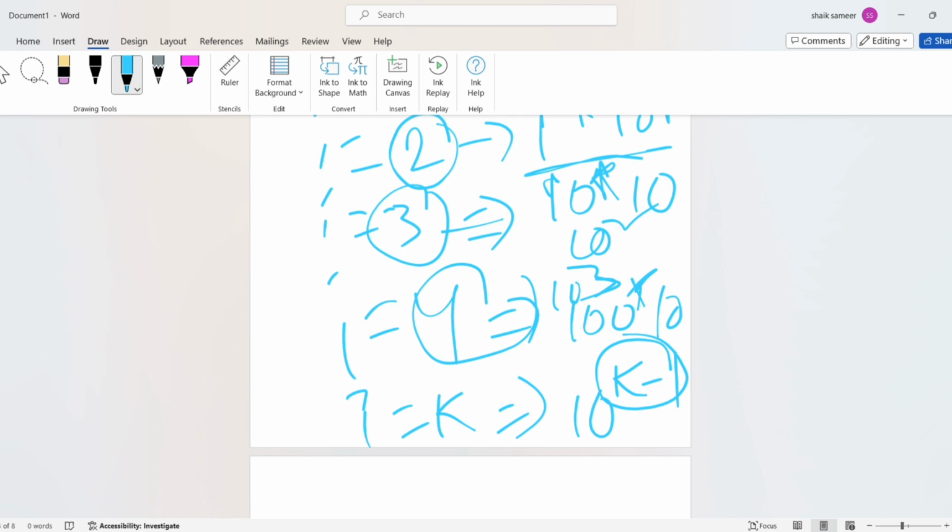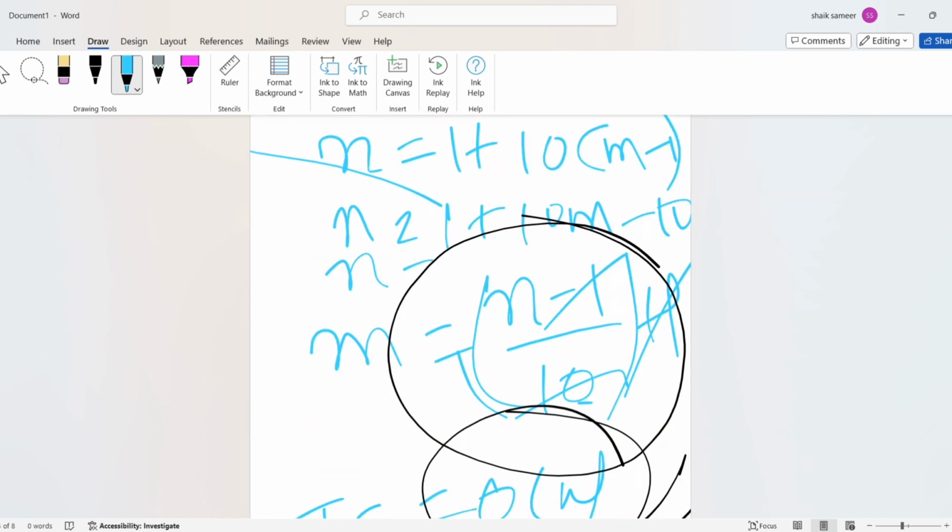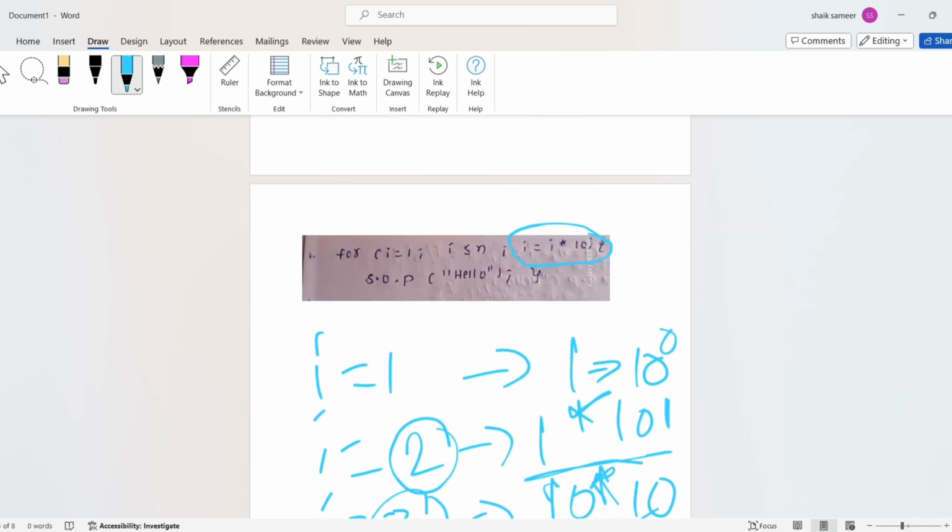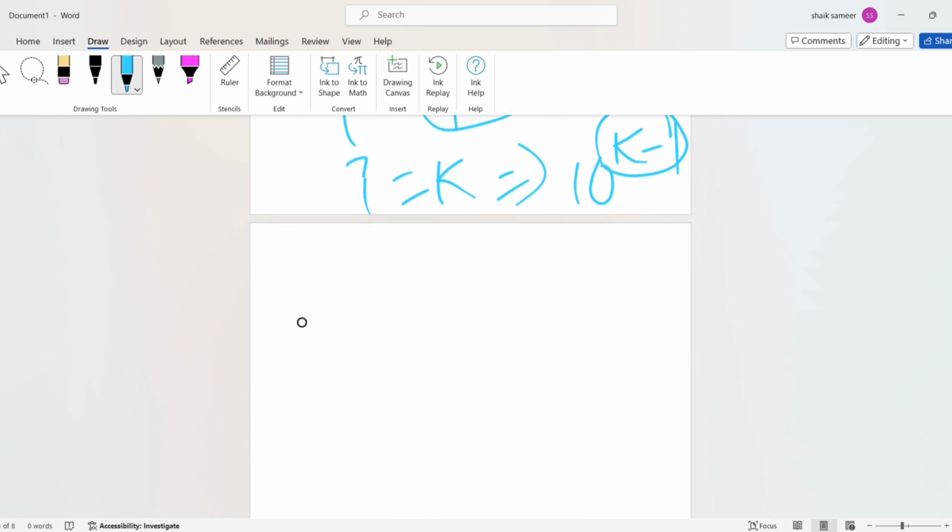If you don't understand, please watch this video again and again, neatly and clearly you can understand. 10 power k. So from the question, from this loop, i is equal to n. So substitute that value to n and get the proper answer. What did you get? 10 power k minus 1 equals n. From this one get the value of k.